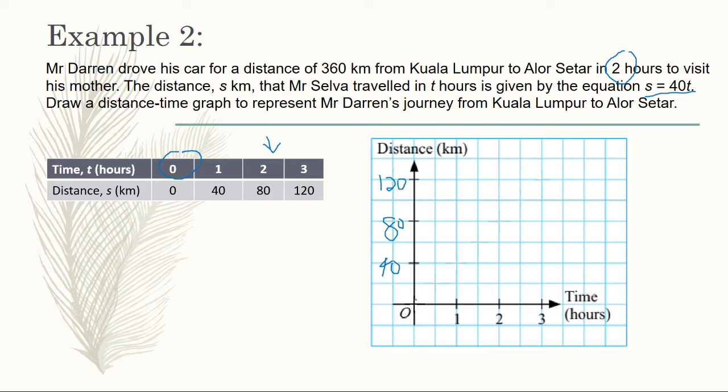0 and 0 is the origin. After that we have 1, 40, then we have 2, 80, and then 3, 120. So again, you have to join the points plotted with a ruler.